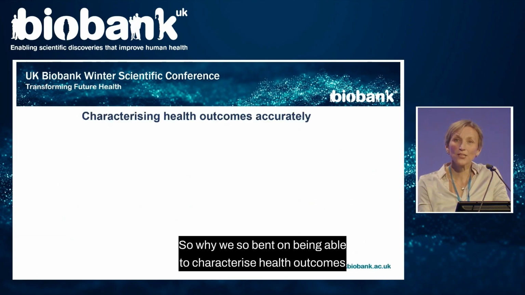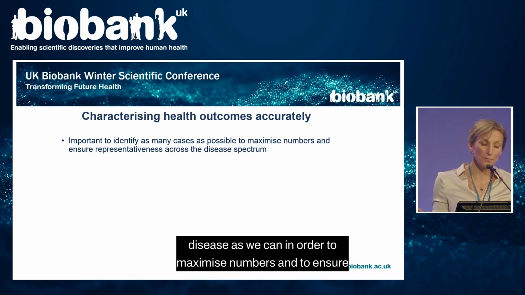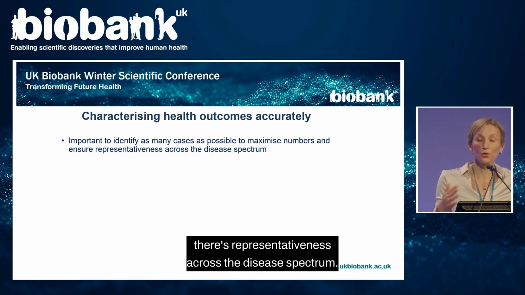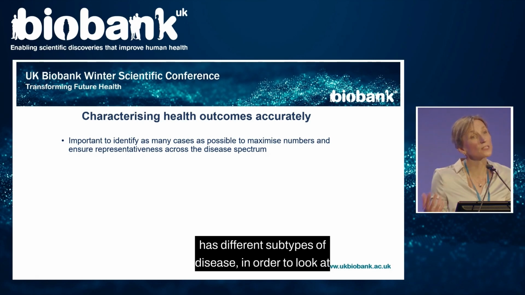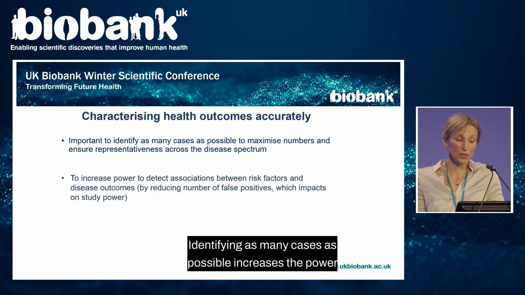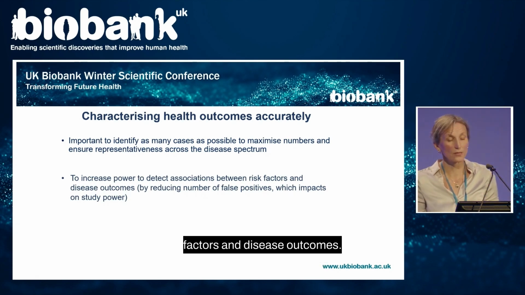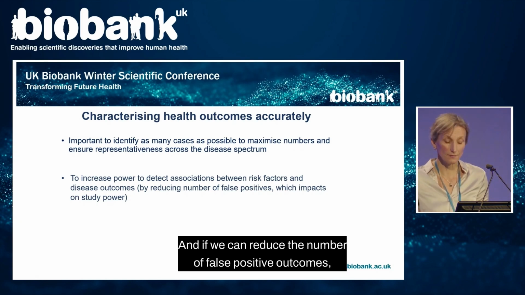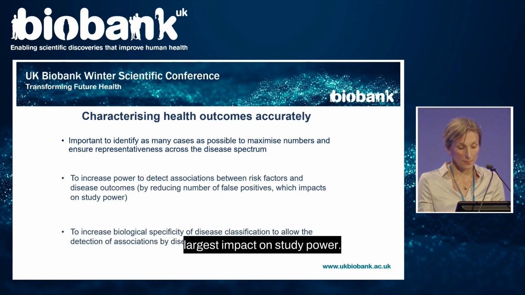So why are we so bent on being able to characterise health outcomes accurately? So obviously it's important to identify as many events of a disease as we can in order to maximise numbers and to ensure there's representativeness across the disease spectrum. So we want to find out who has mild and severe disease, who has different subtypes of disease in order to look at different etiology. Identifying as many cases as possible increases the power for researchers to look at associations between risk factors and disease outcomes. And if we can reduce the number of false positive outcomes, that is really what we're aiming to do, as that has the largest impact on study power.